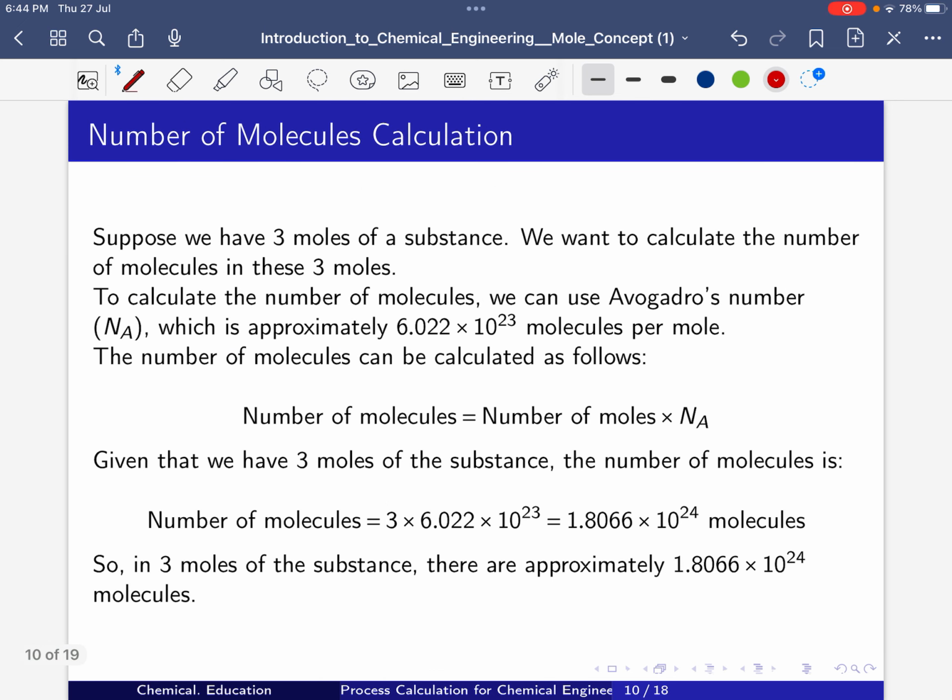Now the number of molecules calculation. Suppose we have 3 moles of a substance, and we want to calculate the number of molecules in these 3 moles. To do this, we can use Avogadro's number, which is approximately 6.022 into 10 to the power 23 molecules per mole. The number of molecules is the number of moles into Na. Here 3 moles are there and Na is 6.022 into 10 to the power 23, so the number of molecules will be 1.8066 into 10 to the power 24 molecules.